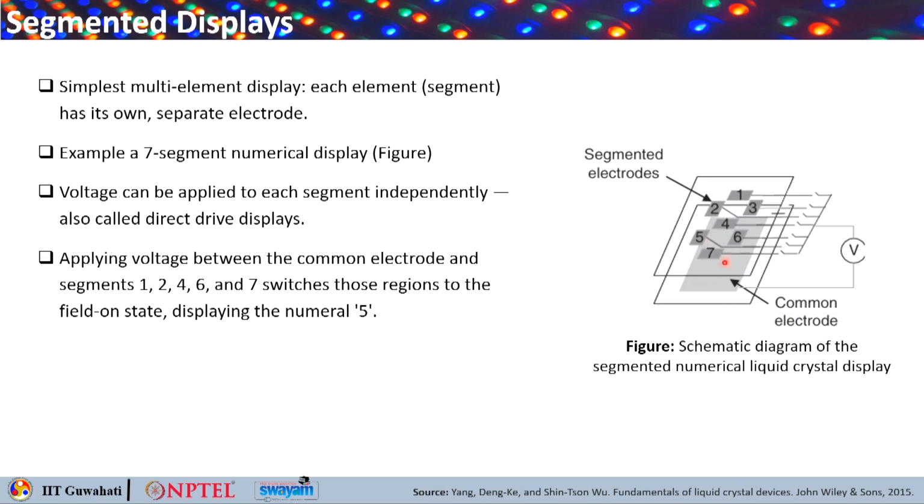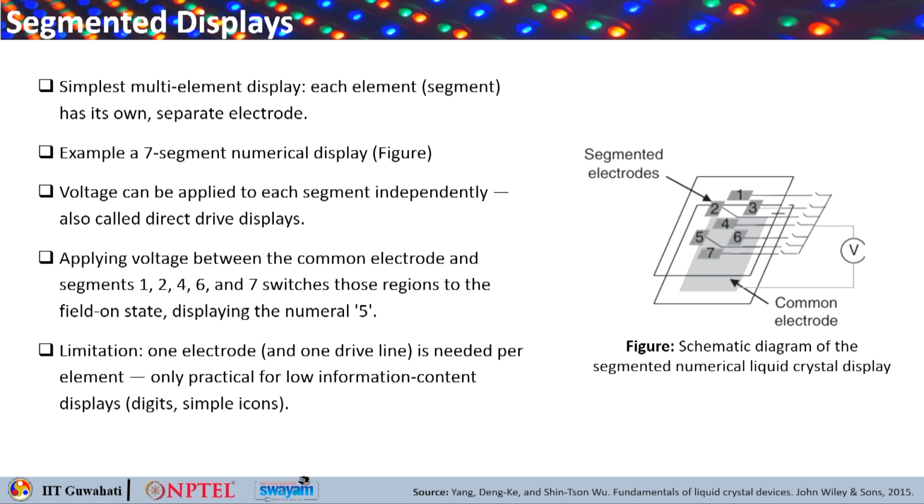Now if you look at this figure, this is a 7 segment numerical display with only one common cathode, and you have 7 segment electrodes. To display the numerical 5, you apply the switching voltage between the common electrode and the segments 1, 2, 4, 6 and 7, like this. That way those regions will turn on and the others will stay off, and your eye can read the pattern 5.